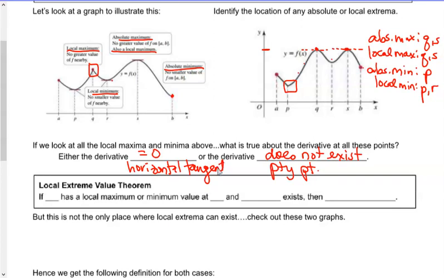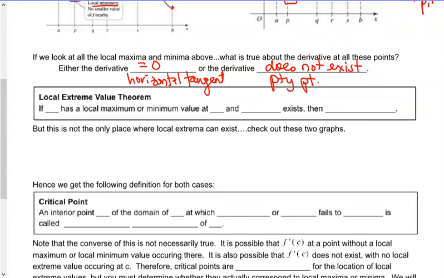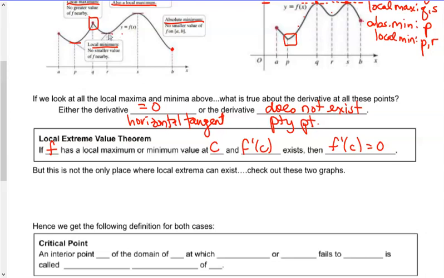And those are important because that's where your local extrema are going to occur. Now, most of the time we look at the case where it's equal to 0 more so than the does not exist case, but we have to make sure that we have both. So, for our local extrema value theorem, if f has a local maximum or minimum value at some c, then f prime of c exists and is equal to 0 in one of the cases. That's where we have those nice smooth curves and those horizontal tangents right here, right here, right here, and these three over here.